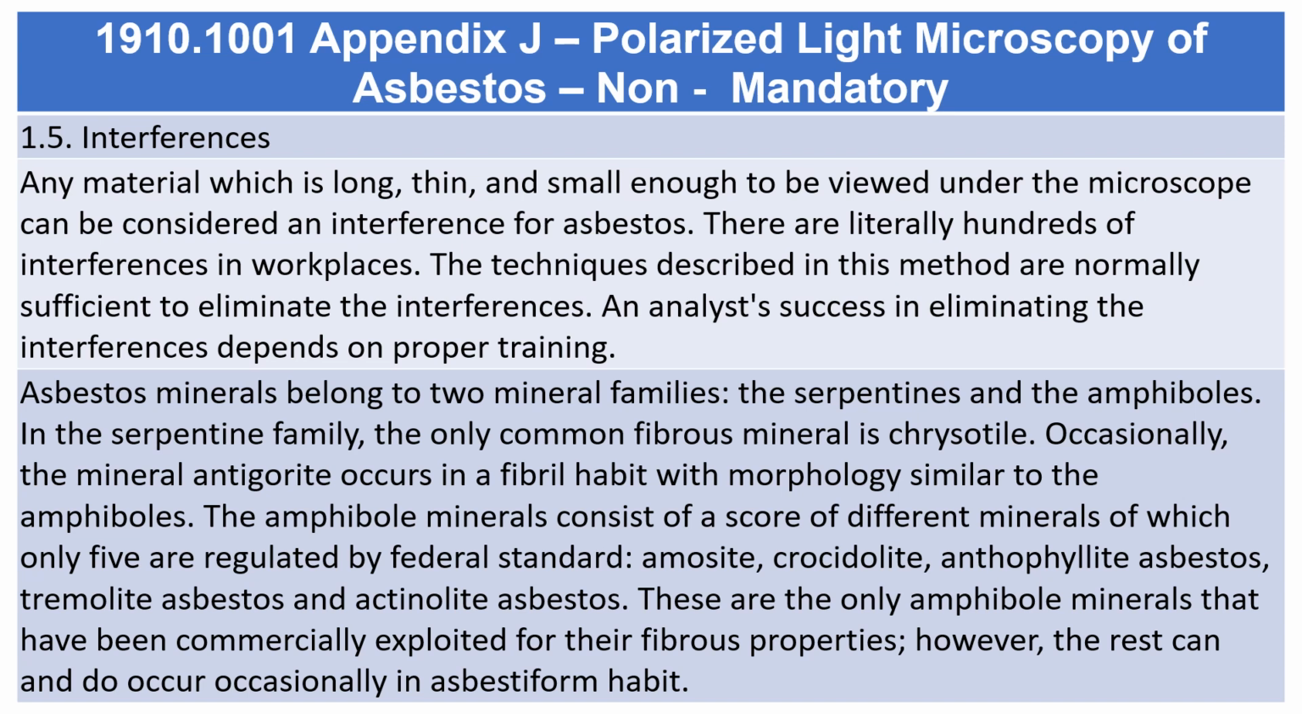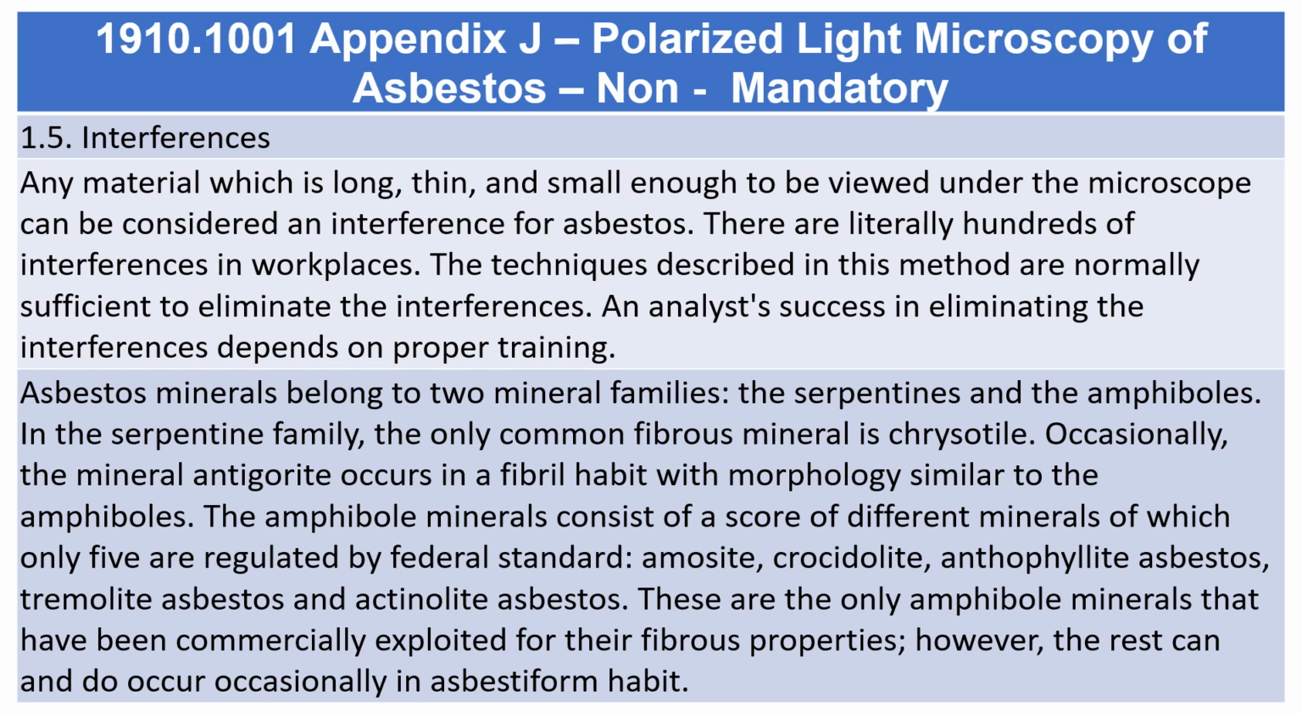Asbestos minerals belong to two mineral families, the serpentines and the amphiboles. In the serpentine family, the only common fibrous mineral is chrysotile. Occasionally, the mineral antigorite occurs in a fibril habit with morphology similar to the amphiboles.